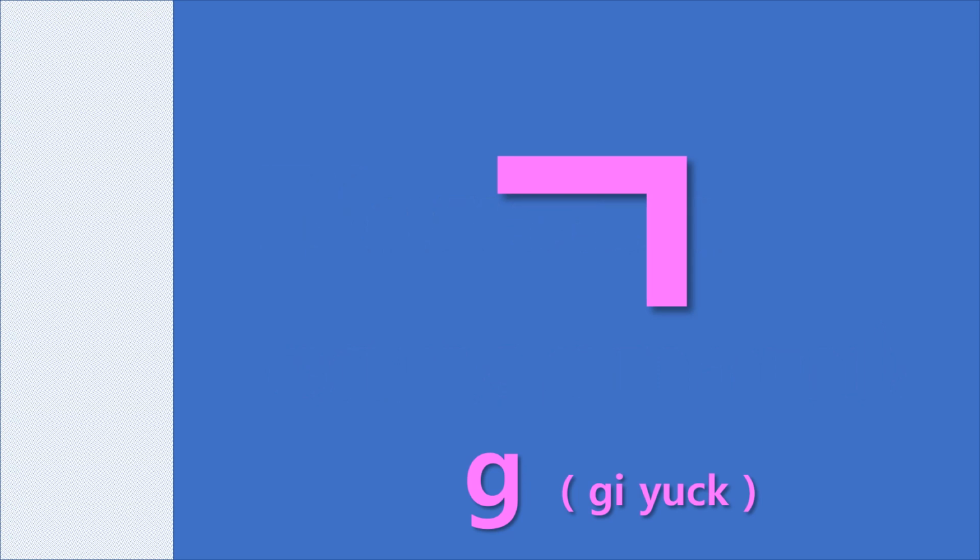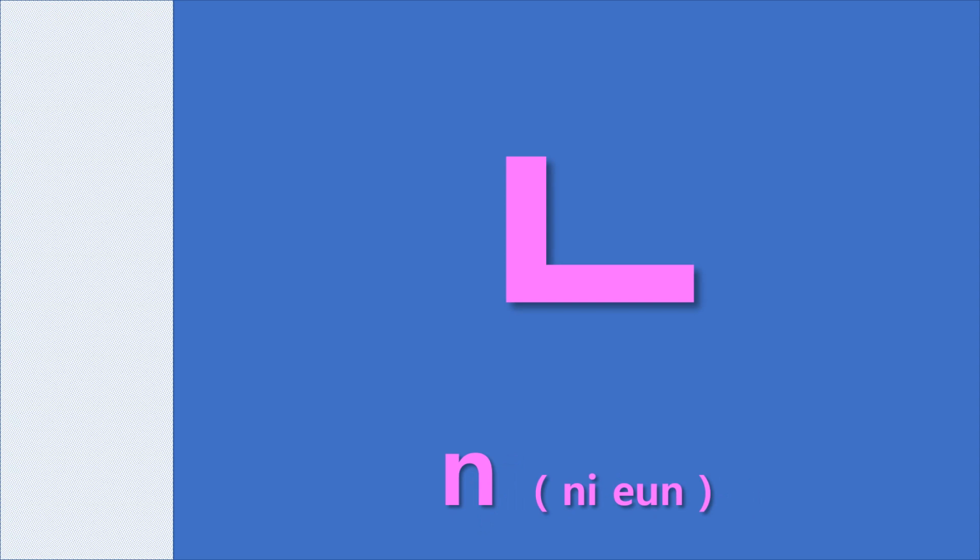This one is 기역, 기역. The alphabet G sound is 기역. Yes, what shape is this? You can make 기역 with your finger together. Are you making it now? Okay, good. What is this? 기역. Yes, the N sound, that's right. The Korean consonant N sound is 니은.